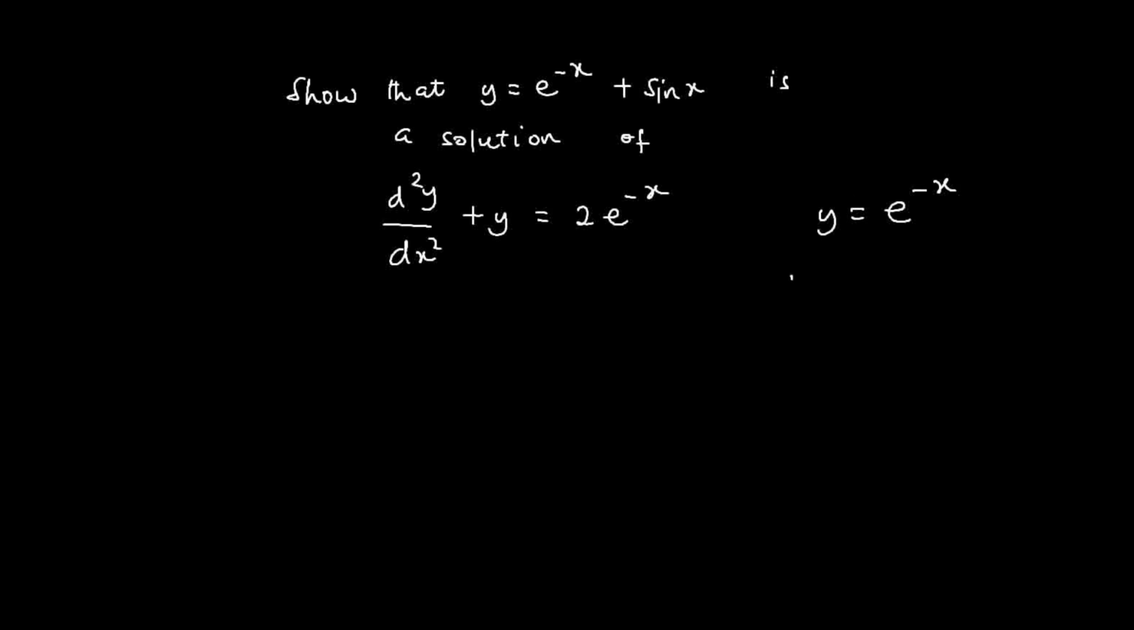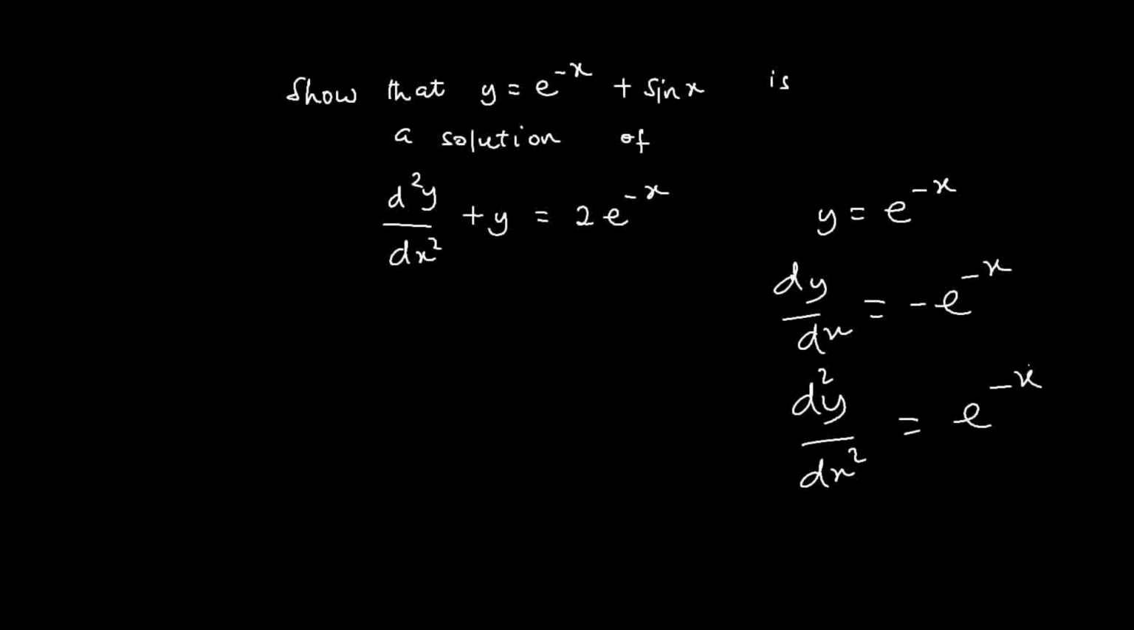So the first derivative, dy over dx, will be equal to minus e to the power minus x, and the second derivative, d squared y over dx squared, will be equal to e to the power minus x. This is what we have. So I'm going to substitute what you have here, and then the function itself, into the differential equation, and find out whether the left hand side will be equal to the right hand side.